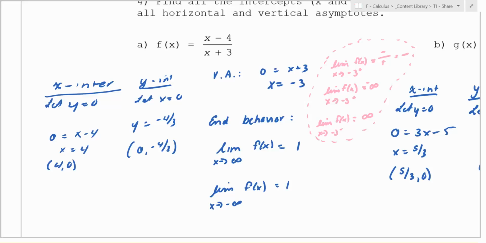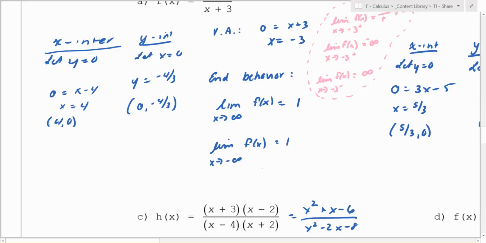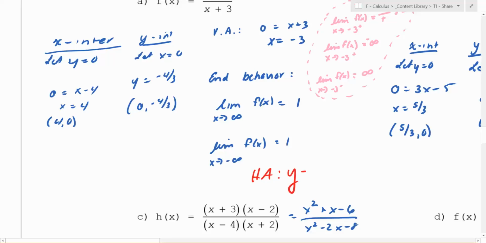If both of these are 1, what is the horizontal asymptote? 1. 1 is a number. What's the equation for the line? Yeah, so what we could say is the end behavior. So the horizontal asymptote is y equals 1. All horizontal lines have an equation y equals 1, or 2, or 3. Y equals a constant. As this function goes infinitely to the left and right, what does it get infinitely close to? Y equals 1.